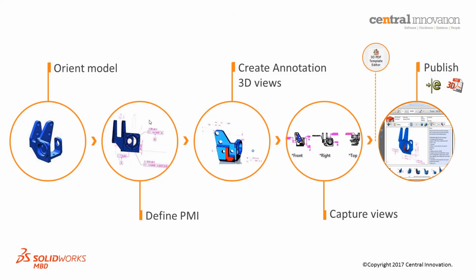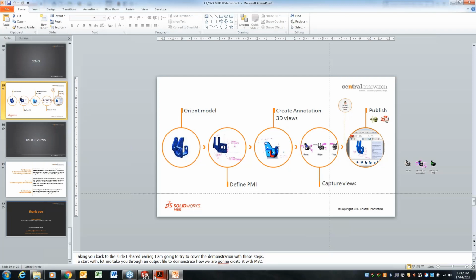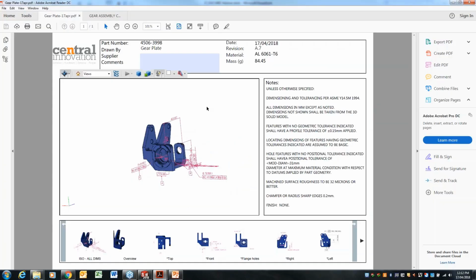So we'll start with the slide that I shared earlier. We'll start by orienting the model, then defining all the product manufacturing information, creating these 3D views, capturing them, and then publishing them. But let me go a little on the backward side to show you what the final output file is that you can expect just by using MBD.